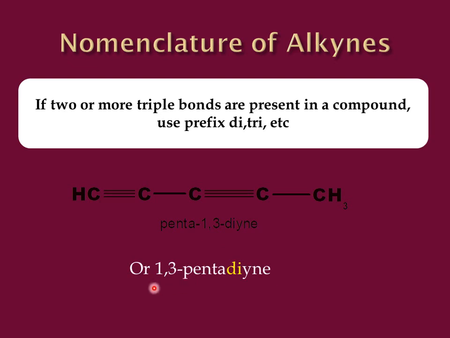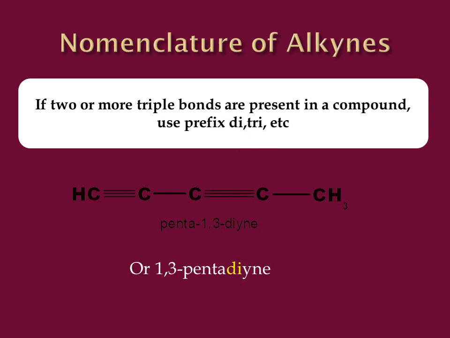The name of this compound can also be 1,3-pentadiyne because the triple bond is present between carbon number 1 and 2. So we are going to mention the lower number. Similarly, the second triple bond is present between carbon number 3 and 4. Again, we have to mention the lower number. We are using di as a prefix because of these 2 triple bonds.